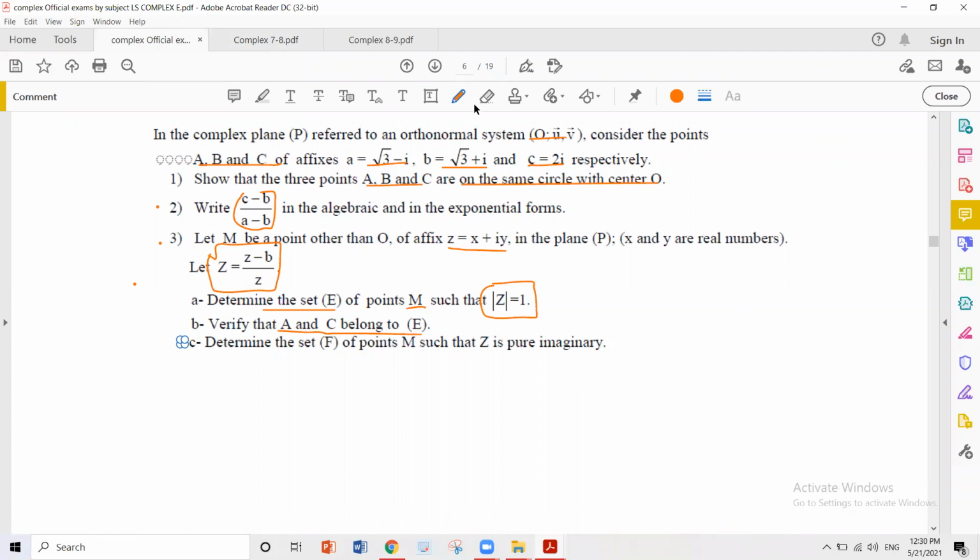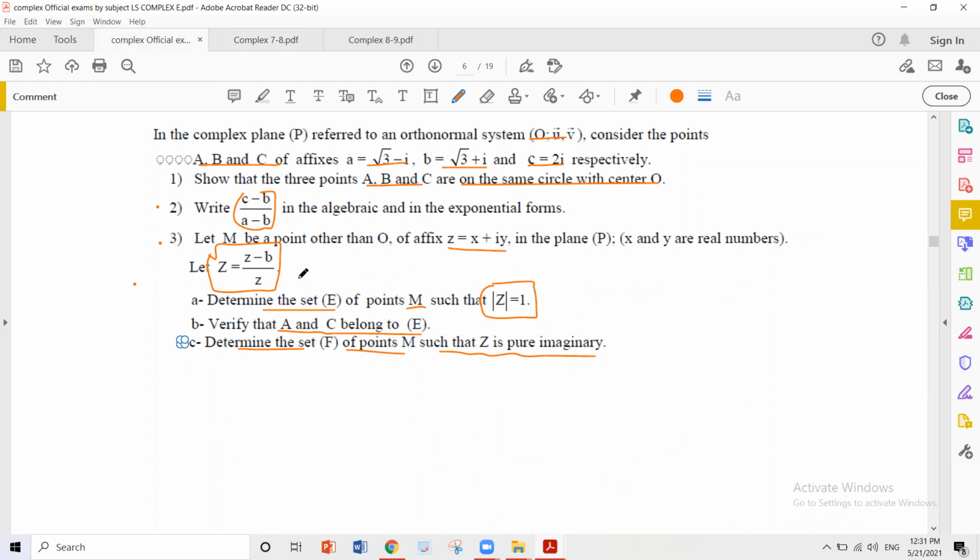The last part in this exercise: determine the set F of points M such that Z is pure imaginary. Determine the set F. In which case is a complex number pure imaginary? We take the imaginary part of Z, capital Z, whose real part is 0. We take real equal to 0.